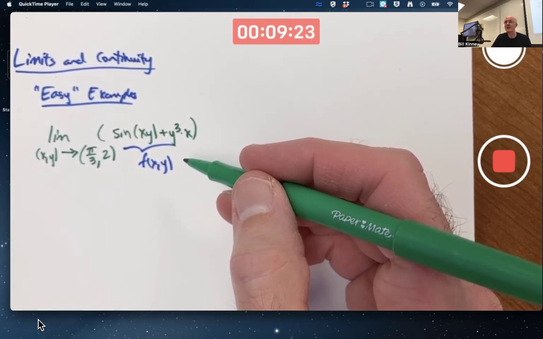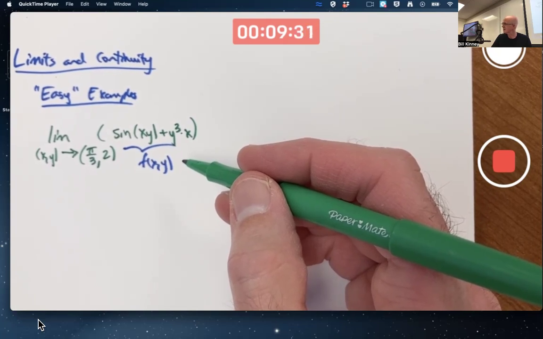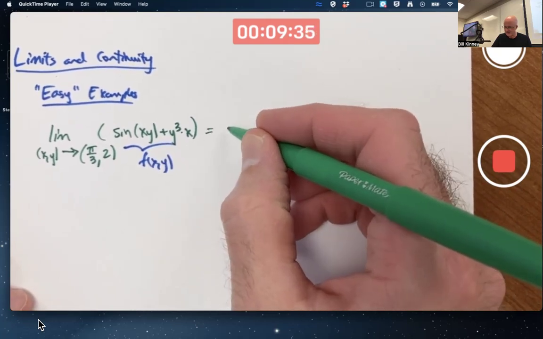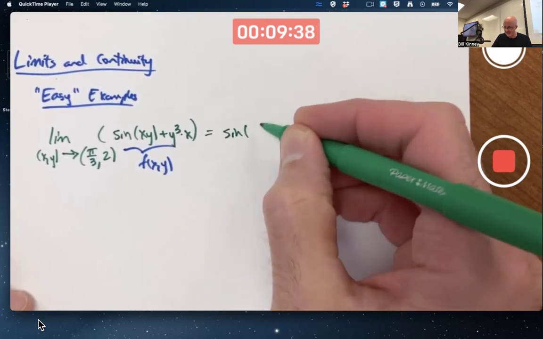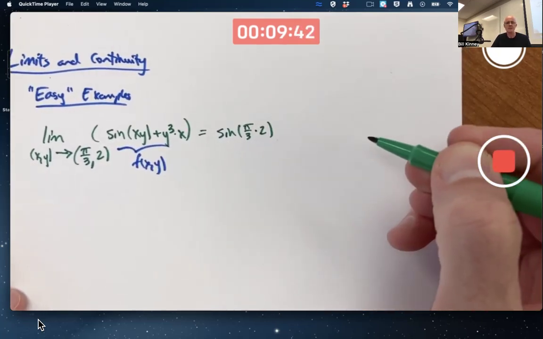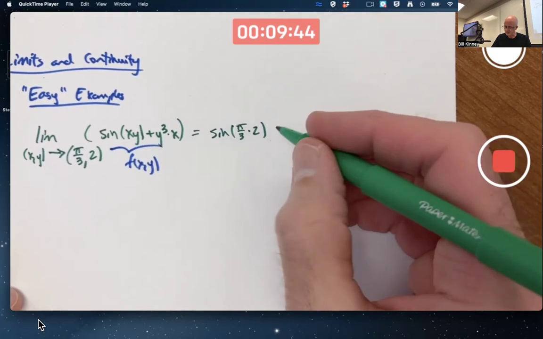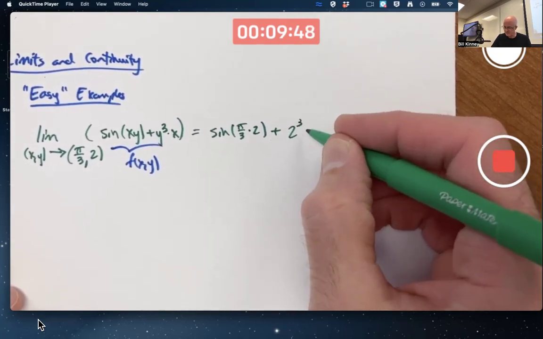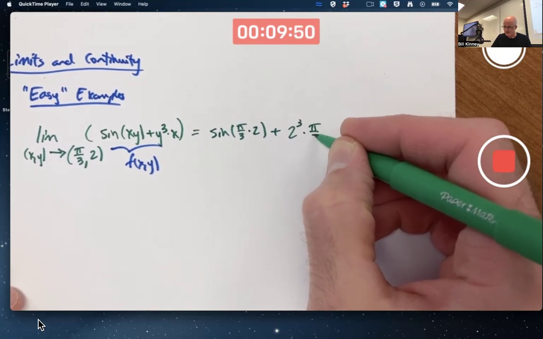I hope you remember from Calculus 1 that in computing limits of functions like this where nothing too weird is going on, you probably can just plug in the numbers. And that is the case. We can just go ahead and plug in these numbers. x is pi over 3, y is 2. So we get sine of pi over 3 times 2 plus y cubed, which is 2 cubed, times x, which is pi over 3.